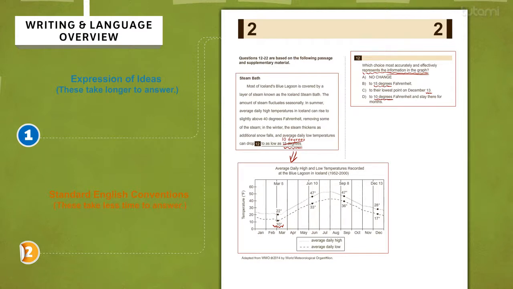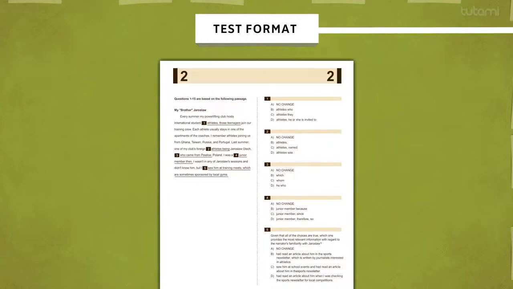Expression of ideas means things like development, organization, and effective use, while English conventions is more grammar-based, or similar to the ACT or the old SAT. That means things like usage, punctuation, and sentence structure. We'll discuss them both more in depth in our next lesson. But first, let's have a look at the test format now.